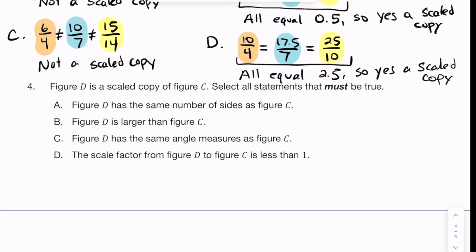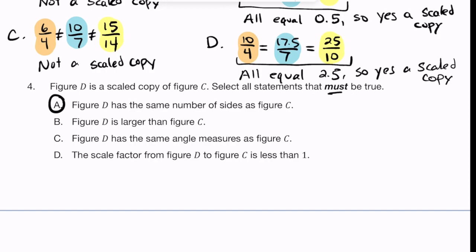Okay. Question 4 says figure D is a scaled copy of figure A. Select all statements that must be true. Figure D has the same number of sides as figure C. So let's see, when we have a scaled copy, do the two shapes have to have the same number of sides? Yes, they have to have the same number of sides, right? They have to be the same shape, so they have to have the same number of sides. So that's right.